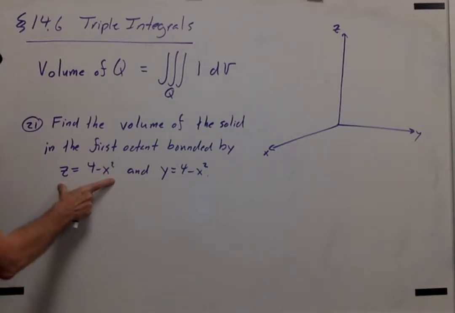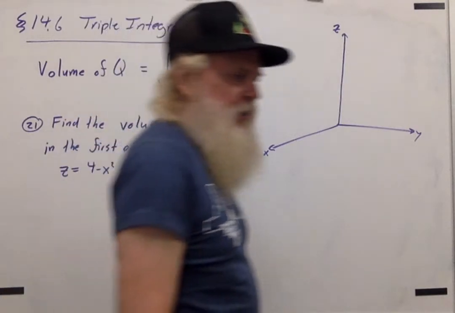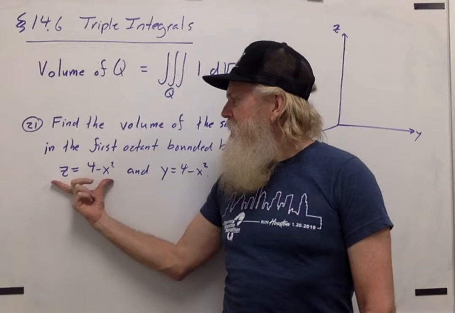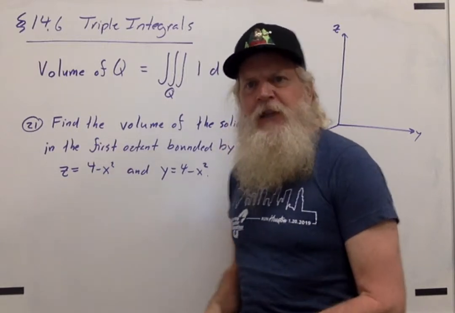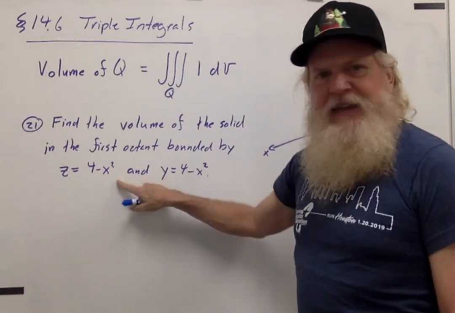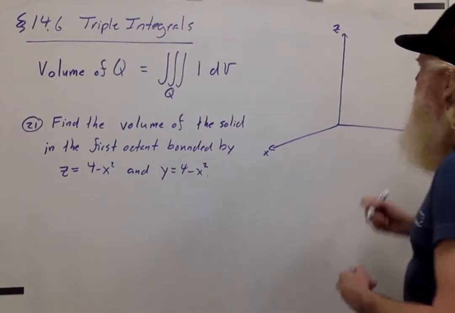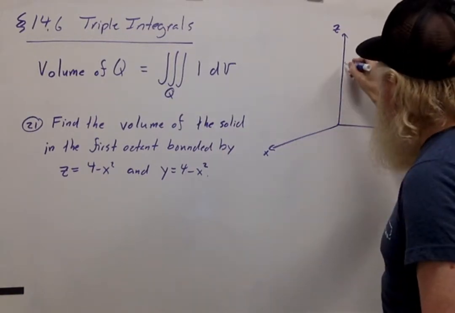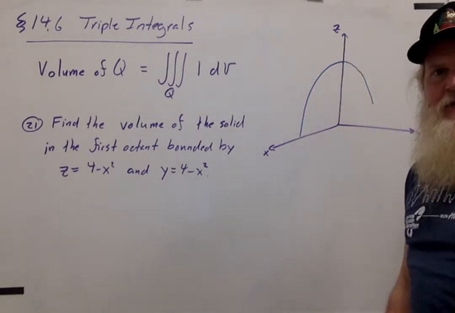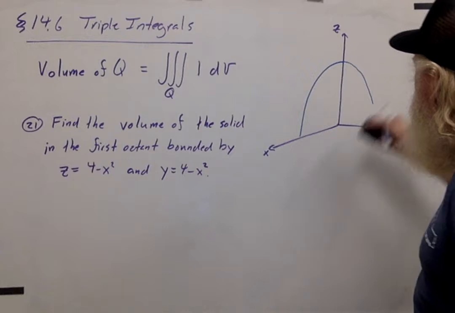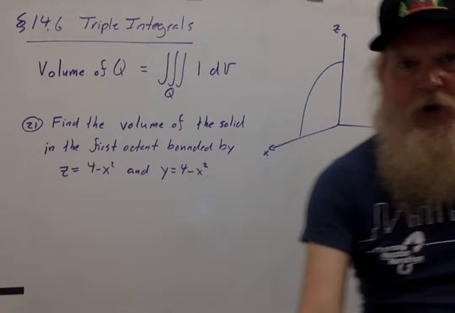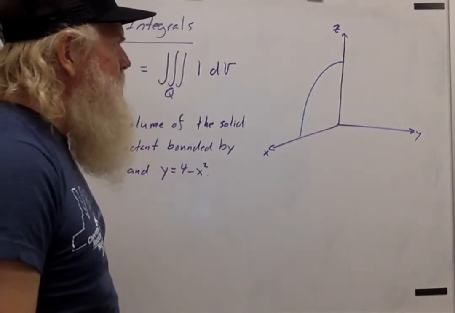Z equals 4 minus x squared is going to be a generalized cylinder. Remember, we get a generalized cylinder if one of the variables is missing in the equation, and we have no y in this equation. Now, if I sketch z equals 4 minus x squared in the xz plane, this is going to be a downward turn parabola. So it'll also come back and intersect the negative x-axis. But since I'm working in the first octant, I only need to draw the piece over here where x is positive.